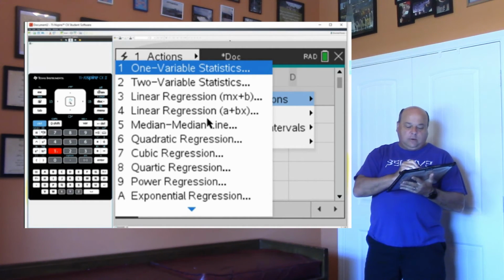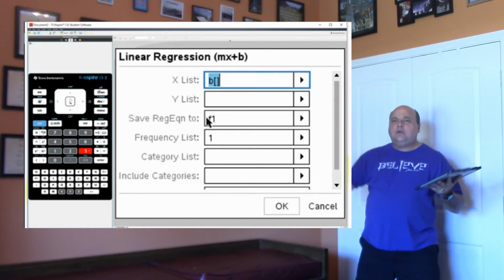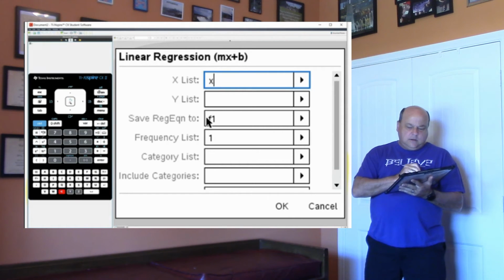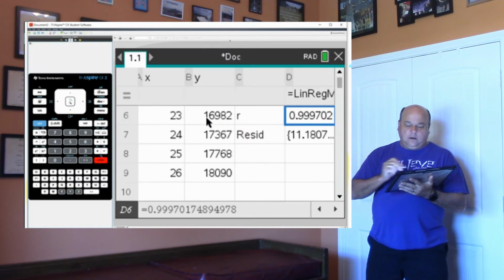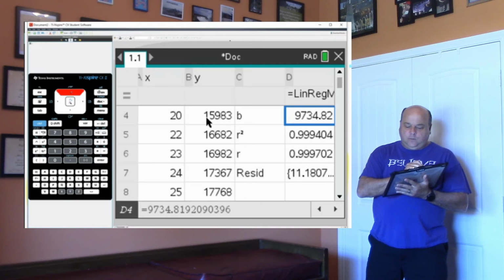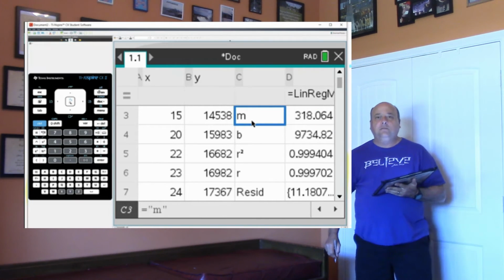So we're going to run a linear regression 3, and then X down, Y down, enter. X down, Y down, enter. X down, Y down, enter. And these are your answers right here, okay? Go back up, and you want to get to where this is B in column C.